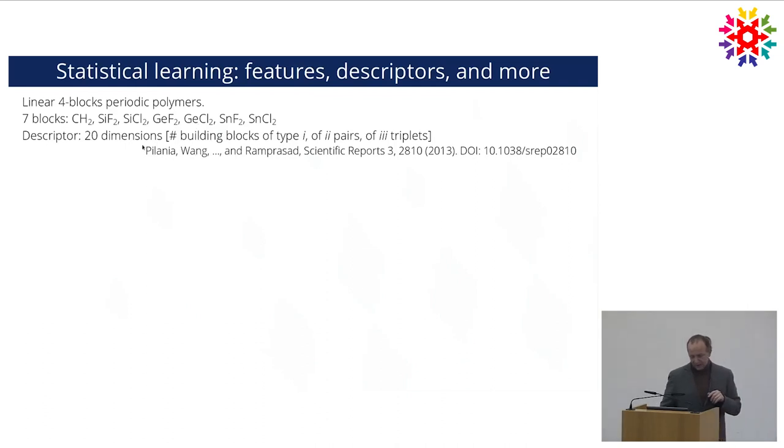And then they used a 20-dimensional object counting how many times each of these building blocks would appear, how many times a certain type of pair would appear, and how many times a certain kind of triplet would appear. Like if you write down the polymer as a word with letters, you just look at some kind of correlation among the letters in the word. And this was a very successful descriptor for this kind of system. By far not the first thing that you would think about.